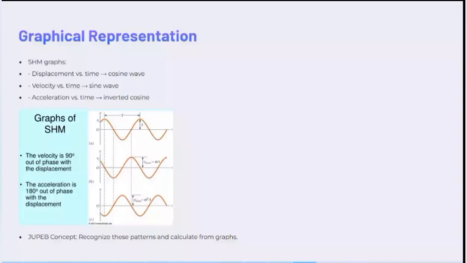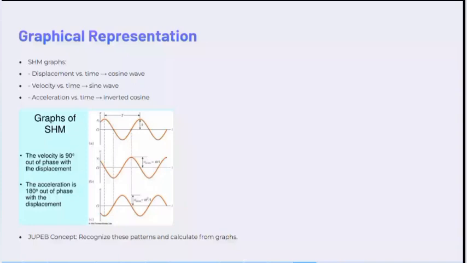Now I'm trying to explain the graphs of simple harmonic motion. We have a velocity time graph and an acceleration time graph. We also have a distance time graph or a displacement time graph, but mostly I'll be explaining just these. We have three types of graphs: displacement time graph, velocity time graph, and acceleration time graph.